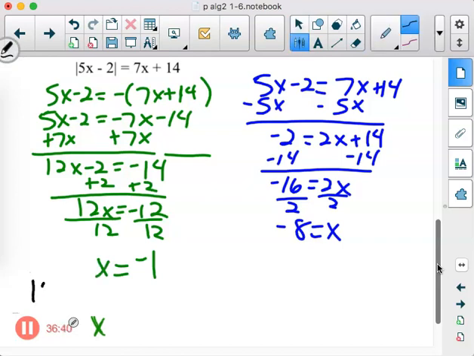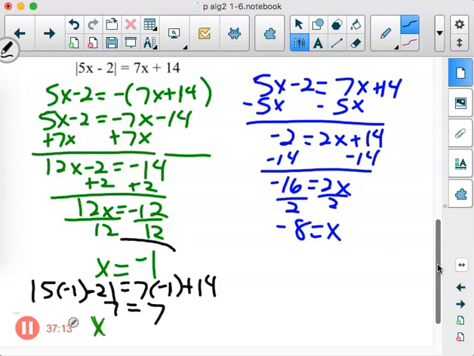All right. Absolute value of 5 times -1 minus 2. Does that equal 7 times -1 plus 14? Well, let's talk through it. What's 5 times -1? -5. Subtract 2 more. -7. What is the absolute value of -7? 7. So we better get 7 on the other side. 7 times -1? -7 plus 14? Oh, that one's good. That one is good. Doesn't mean the other one's going to work. Doesn't mean the other one isn't going to work. It just means this one was good.